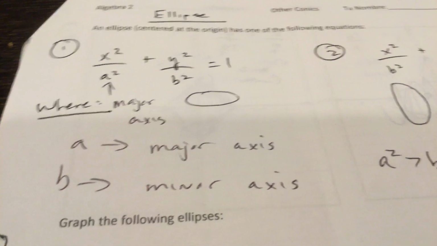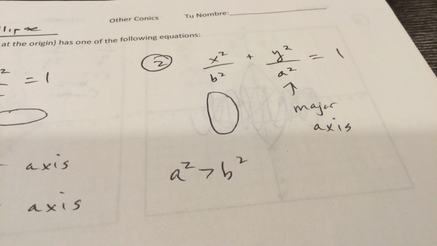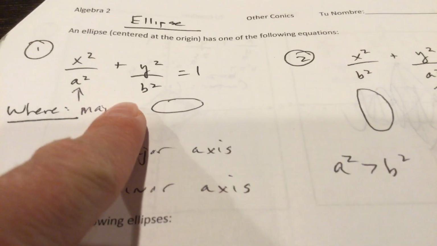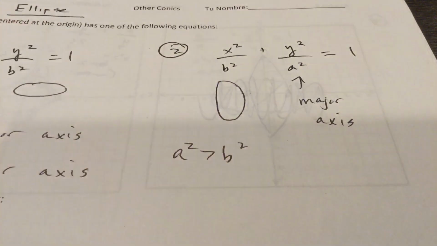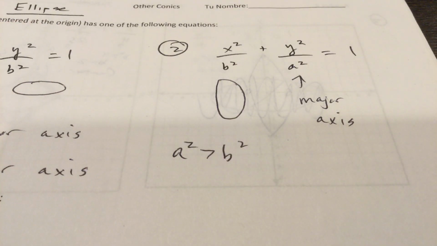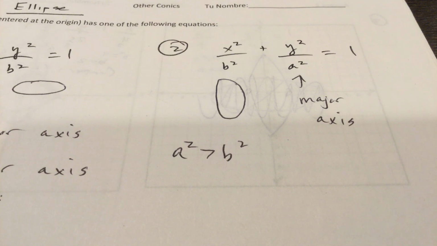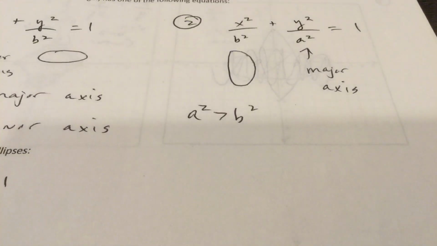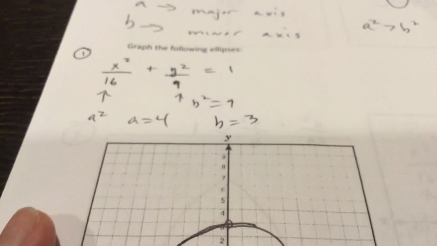But a is associated with the major axis. B is associated with the minor axis. A squared is always bigger than b squared. So you could have an ellipse that's elongated horizontally, or it could be elongated vertically. Think about that football and how it's tilted. Second equation could be x squared over b squared plus y squared over a squared equals 1. Okay? Write that down. This is not a page that you do need, though, for this game plan.